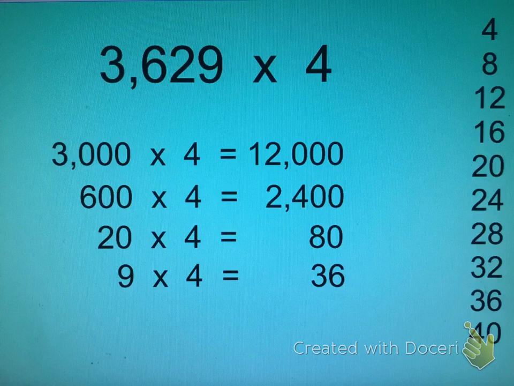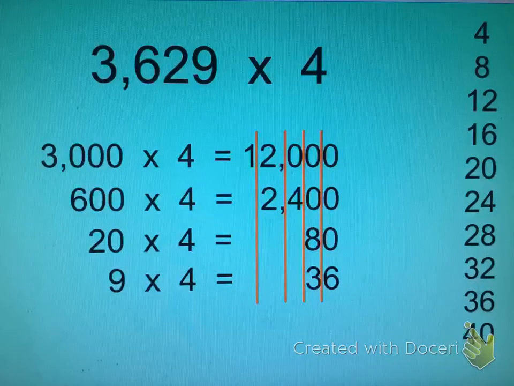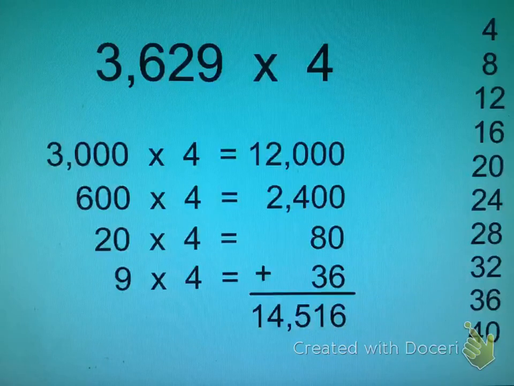Now with our multiplication steps completed, all we have to do now is add our 4 products. Please take the time to line your numbers up according to place value before you add. When you add them correctly, you'll see that 3,629 times 4 gives us 14,516. Easy stuff, right?